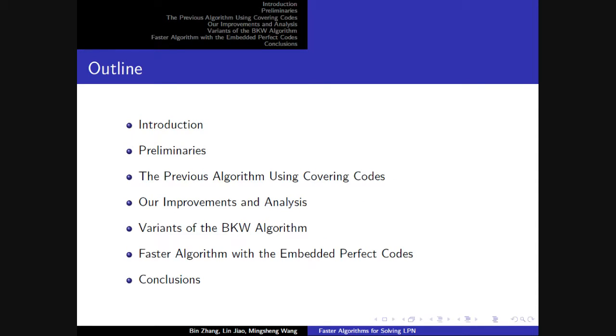Our talk consists of the following parts. First, we give some introduction on the background. Then we present the preliminaries on the LPN problem. After that, we give a short review of the previous algorithm from Asiacrypt 2014. Then we present our improvements and give the theoretical analysis. We also introduce the variants of the different kinds of BKW reduction steps used in our solving algorithm. After these two steps, we give a complete description of our algorithm with the embedded perfect code. And finally, we give some conclusions.